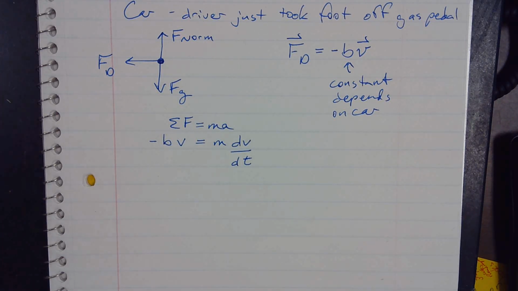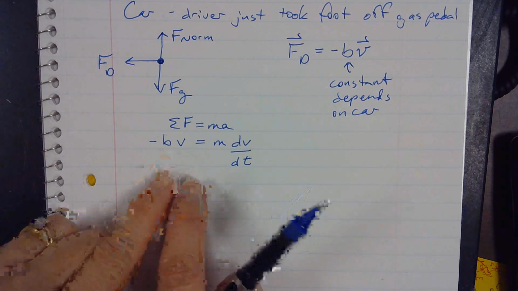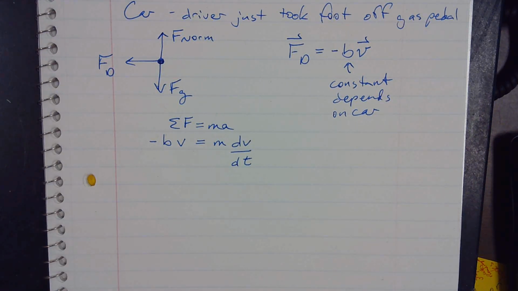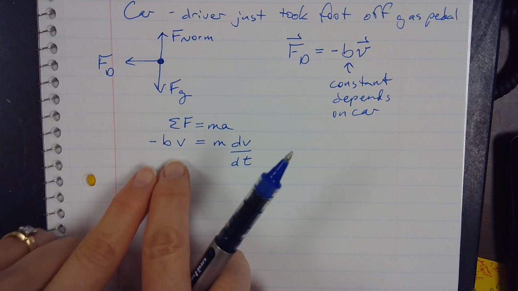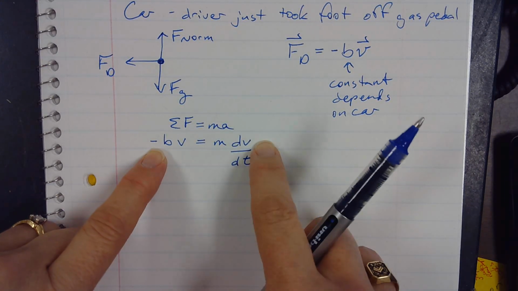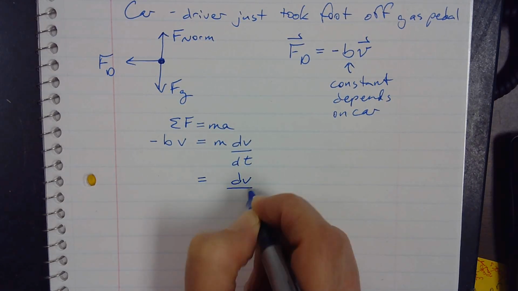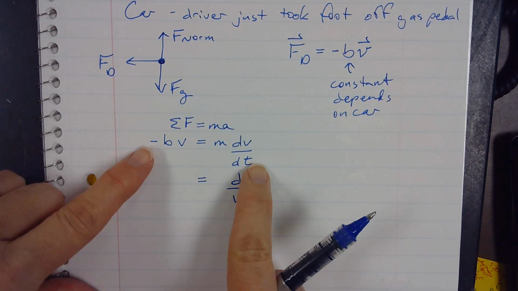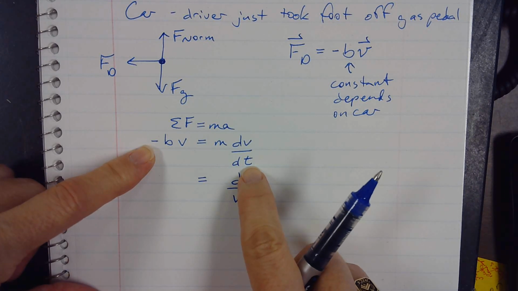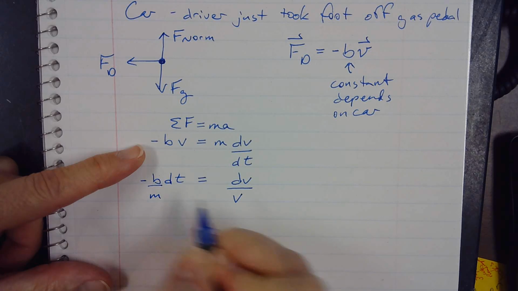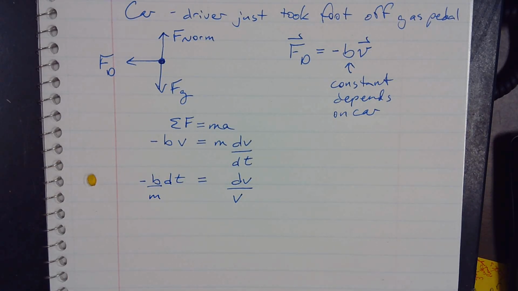So the technique that you use is I'm going to put all the v stuff on one side, and everything else on the other side. Okay? So I want to move this v to be with the dv. So I'm going to have dv over v. And then I want to get rid of the m and the dt. So I'm going to have negative b dt divided by m. Any questions on my algebra?